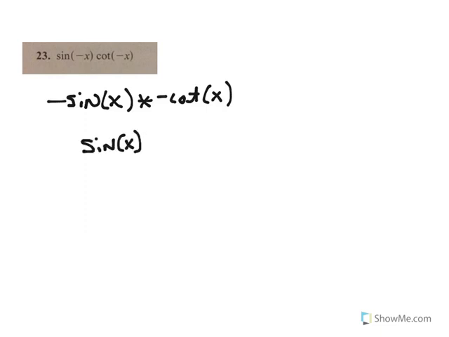So one of the trig identities for sine is that sine is odd, which means the negative can come out to the front. So we're going to say sine of a negative x is identical to sine of a positive x with a negative in front, multiplied by cotangent is also odd, so the negative will come out to the front. And we know that a negative times a negative is just going to be a positive, so we can just call it sine of x multiplied by cotangent of x.